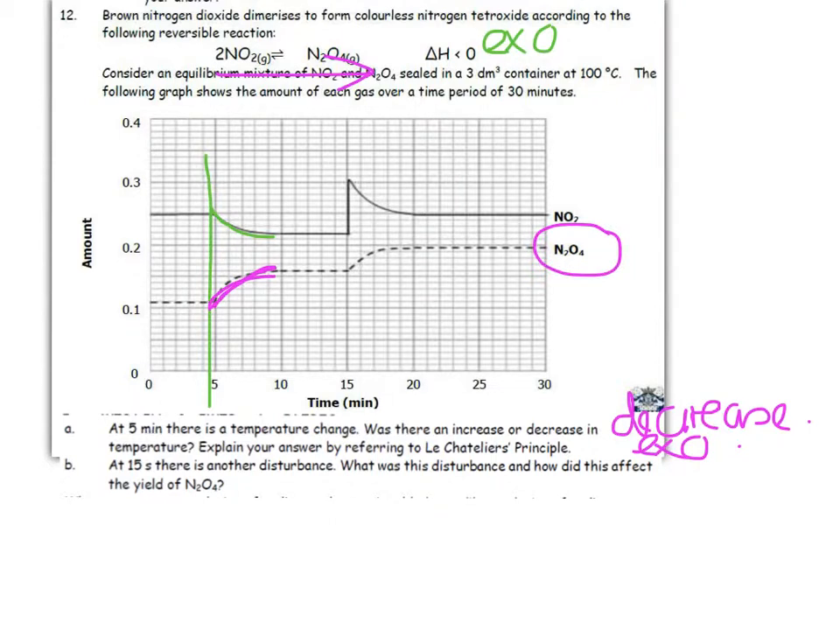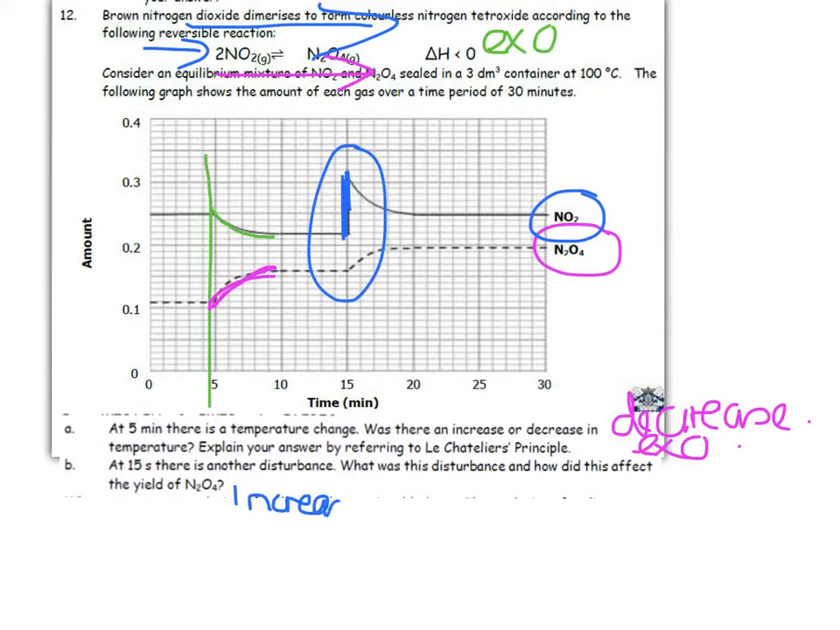Then it goes on to say that at 15 minutes, there's another disturbance. What's happened here? Quite obviously, I have suddenly increased the NO2. That means I have added NO2 to the reaction vessel, and therefore the system tries to compensate for that by favoring the forward reaction. What is the disturbance? An addition of NO2. And how did this affect the yield of N2O4? It increased the yield of N2O4. You see the little hump going up over there.